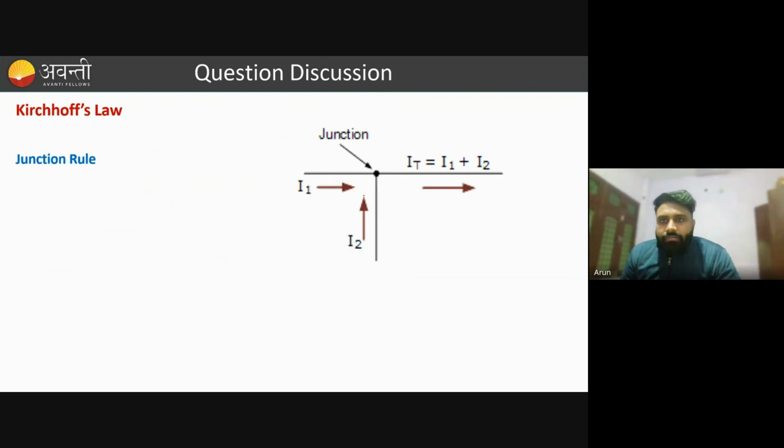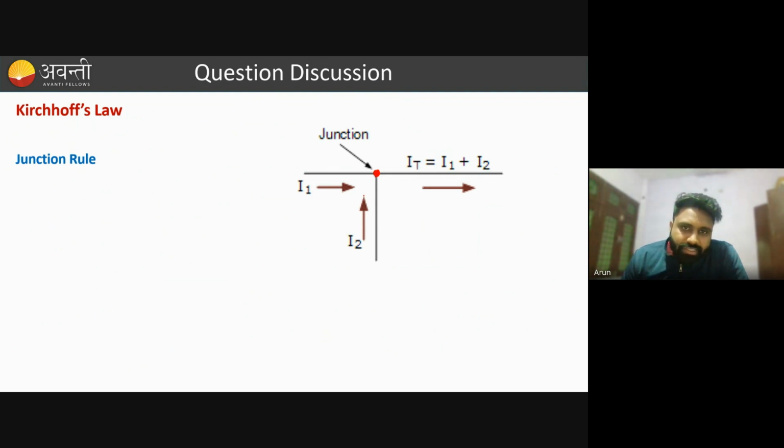Now, Kirchhoff's law. This is a very simple law. First is the junction rule. This is also very useful in calculating numericals, but nowadays not so many numericals come from this topic. The junction rule says conservation of charge, basically. If any point or any junction, which is also called a node, so at any node, the incoming current is equal to the outgoing current.